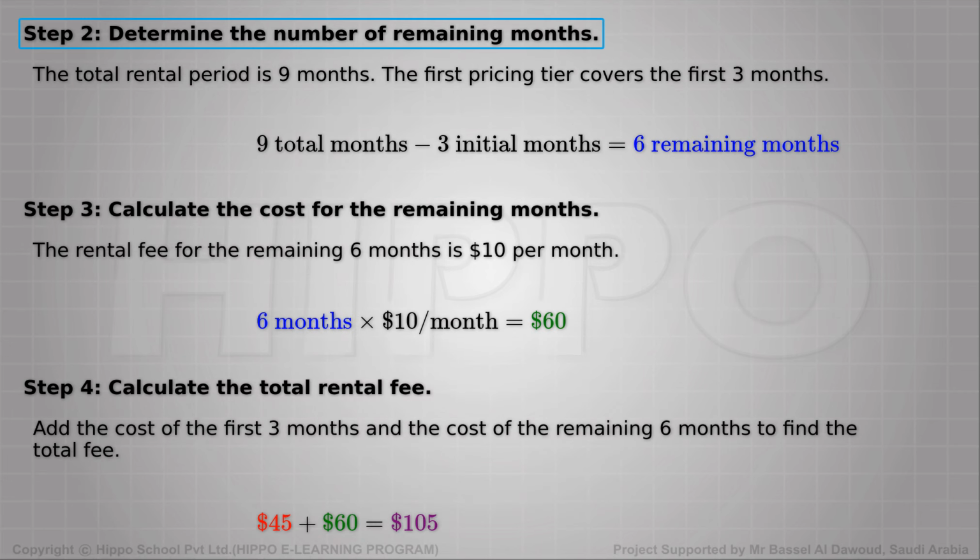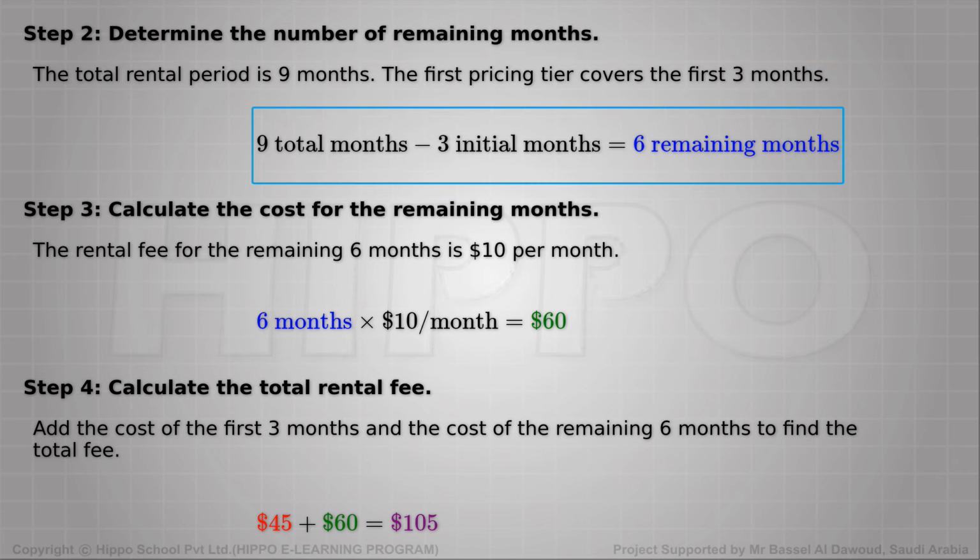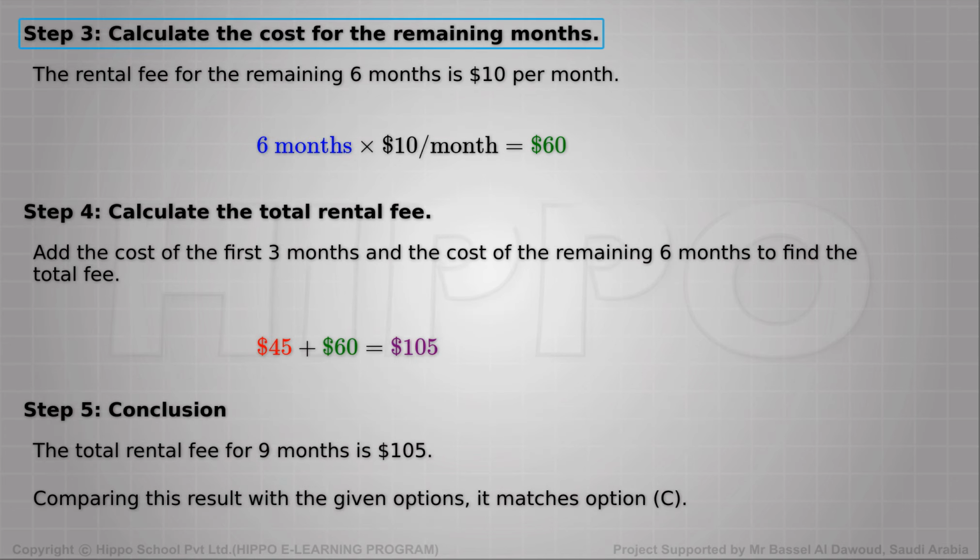Now we need to figure out the second part of the rental period. The student rents the calculator for a total of 9 months. We've already calculated the cost for the first 3 months. So, how many months are left that will be charged at the lower rate? To find this, we just subtract the initial period from the total period. As shown in the equation, we take the 9 total months and subtract the 3 initial months, which leaves us with 6 remaining months.